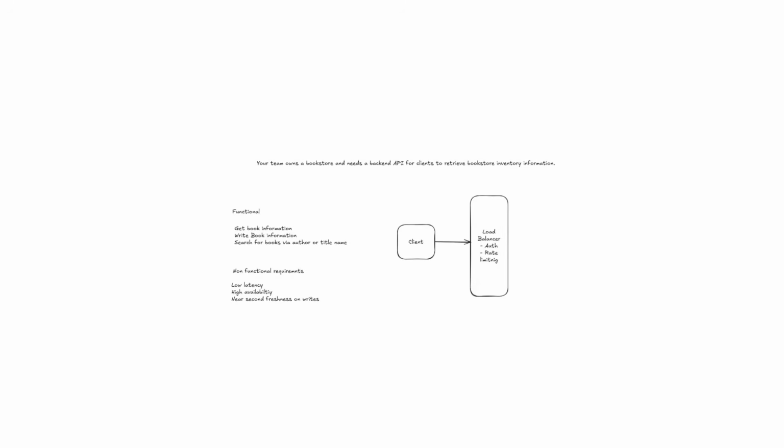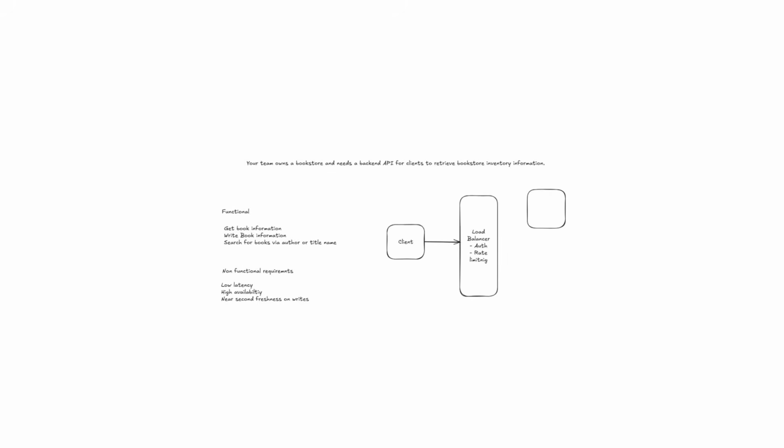So the path that I'm thinking is, we're probably going to have pretty high read traffic and not very high write traffic. So I think it's important to separate our read and write services into two different services. That way they can scale independently. So we can have add book, and we can have get book.